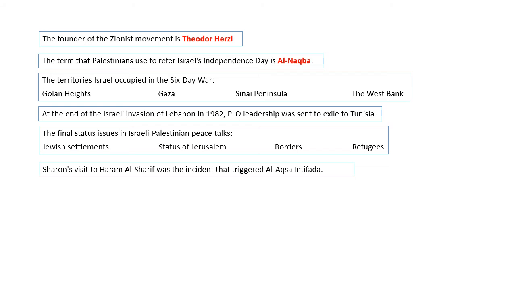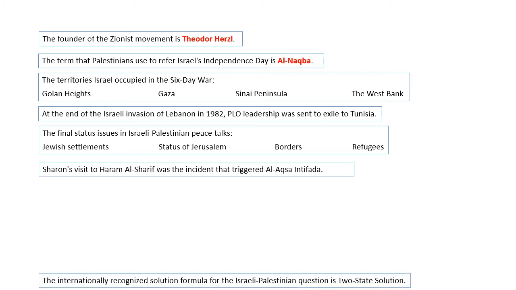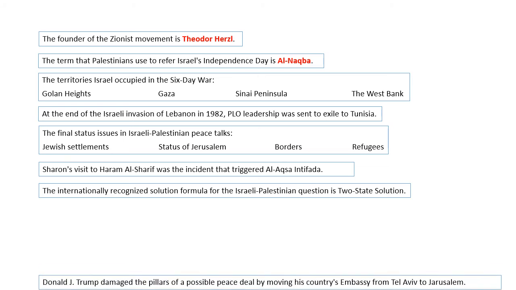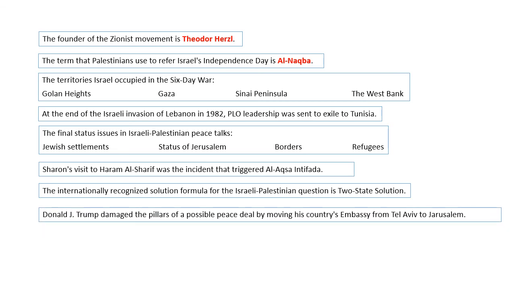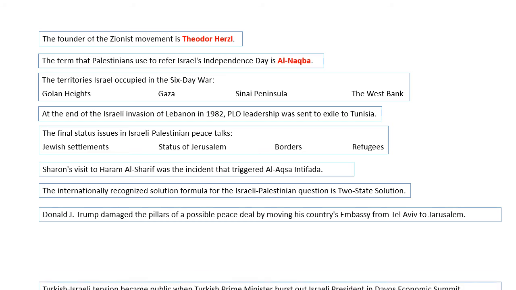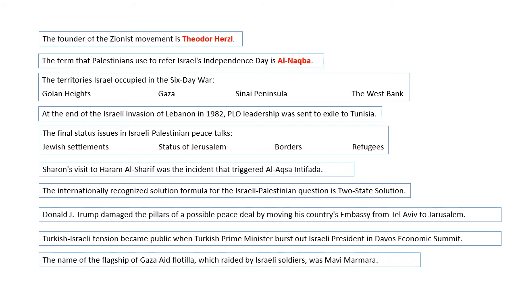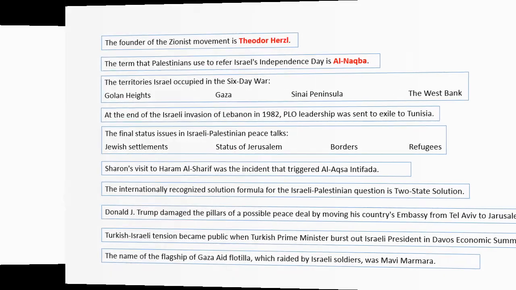Sharon's visit to Haram al-Sharif was the incident that triggered the Al-Aqsa Intifada. The internationally recognized solution formula for the Israeli-Palestinian question is the two-state solution. Donald J. Trump damaged the pillars of a possible peace deal by moving his country's embassy from Tel Aviv to Jerusalem. Turkish-Israeli tension became public when the Turkish Prime Minister burst out at the Israeli president at the Davos Economic Summit. The name of the flagship of the Gaza Aid Flotilla, which was raided by Israeli soldiers, was Mavi Marmara.